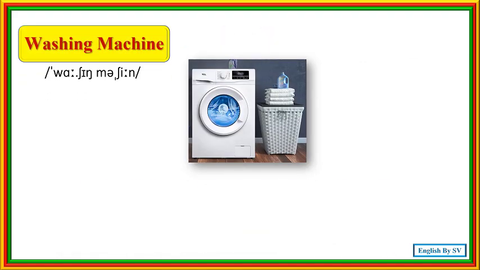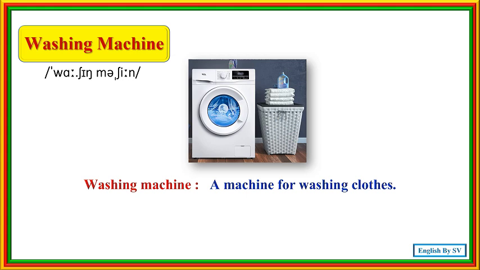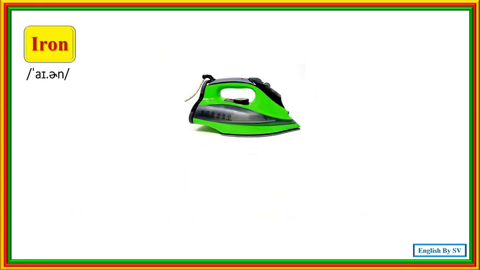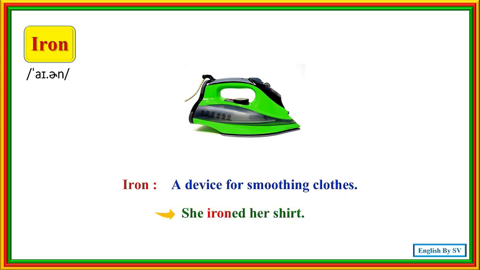Washing machine. A machine for washing clothes. She put the dirty clothes in the washing machine. Iron. A device for smoothing clothes. She ironed her shirt.